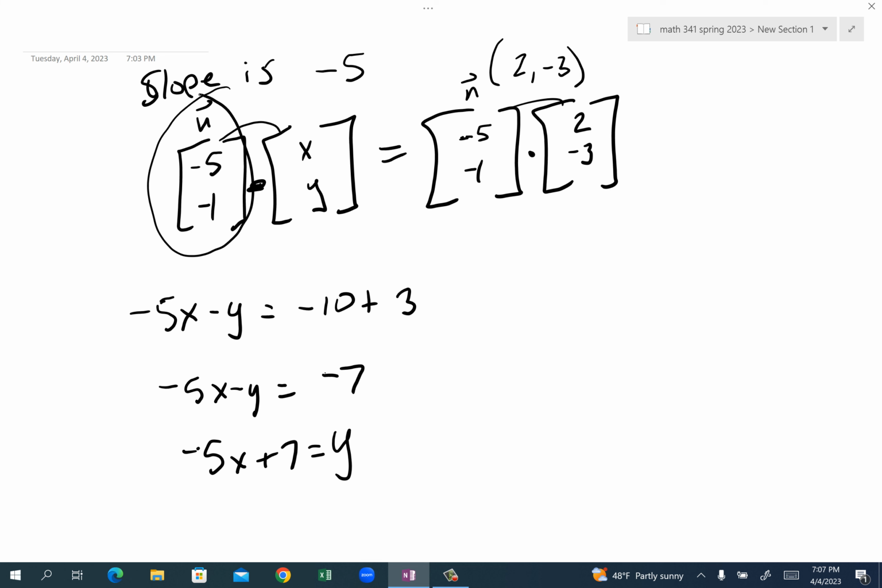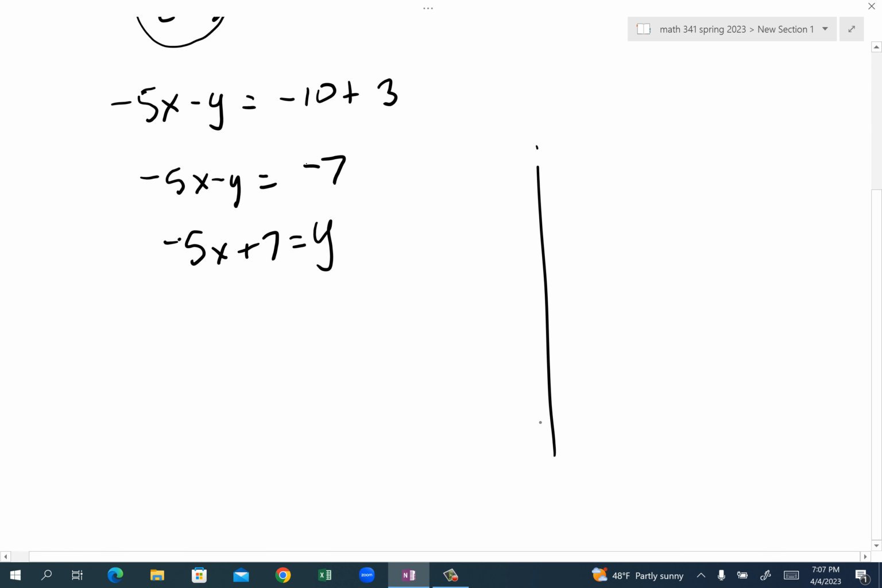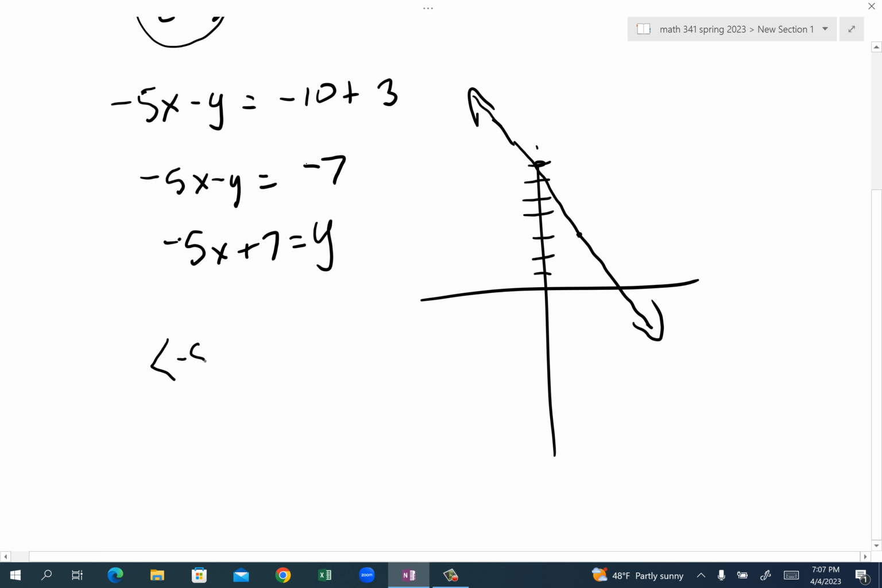Let's take a look at this one here for a minute. So y equals -5x plus 7. 1, 2, 3, 4, 5, 6, 7, right? Down 5 over 1. There's our equation, right? Piece of cake. But here's my question. What is -5, -1? What does that vector look like? Okay. Well, let's start just for grins right here, shall we?